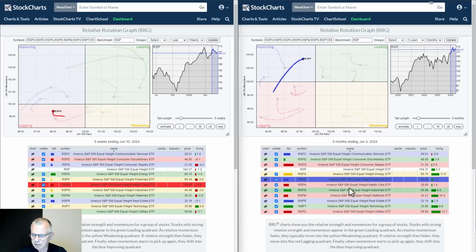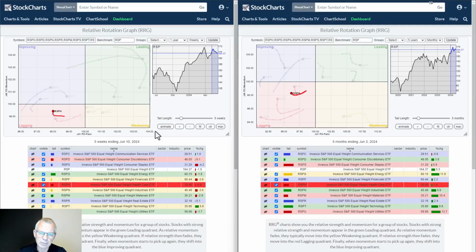So here's healthcare. And if you look at healthcare, that's actually starting to curl up. Still, it's inside lagging, but both tails are starting to move up. So that's definitely a blue. It was in a very negative situation, and it's now starting to pick up. And that makes it definitely a blue sector, potentially improving in the coming months.